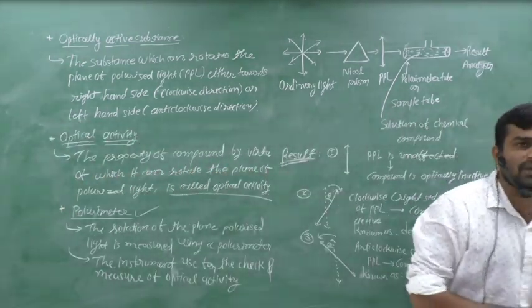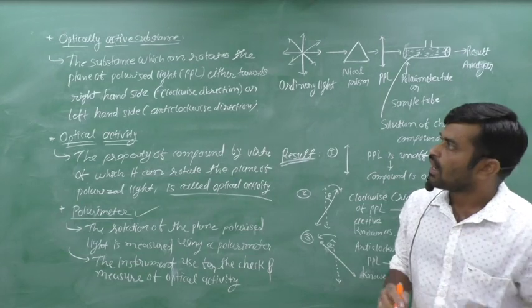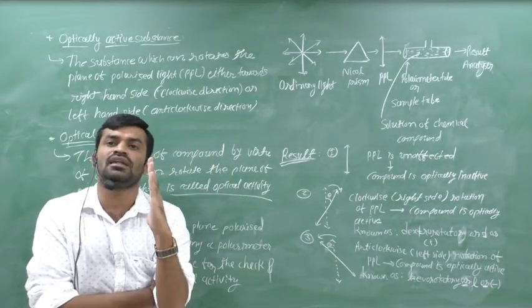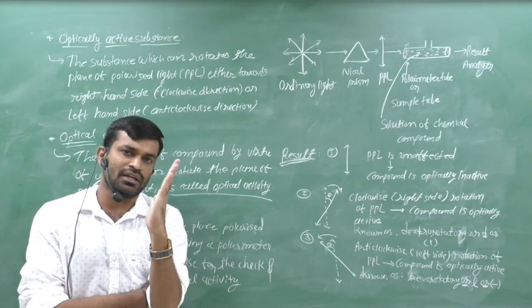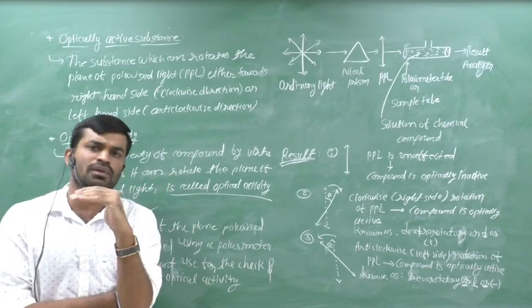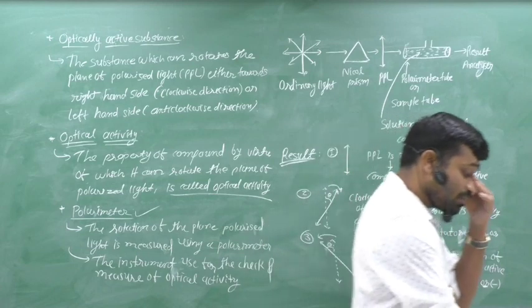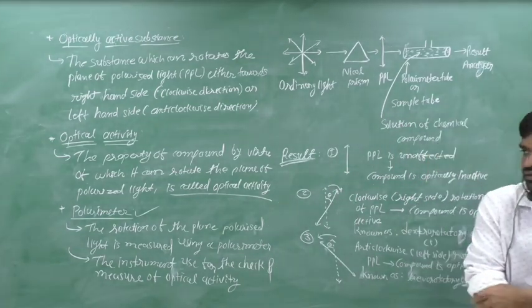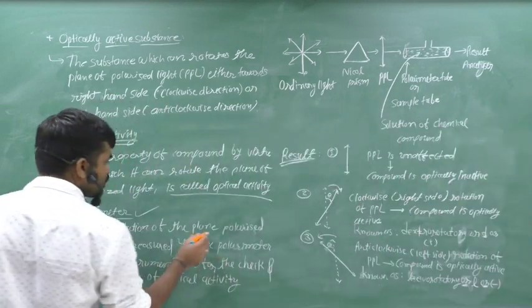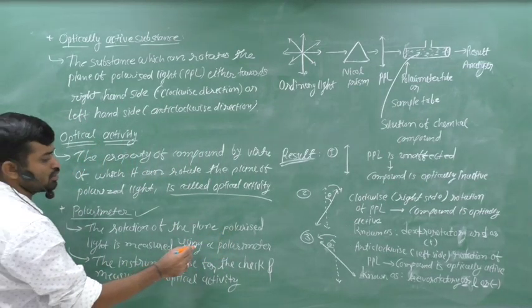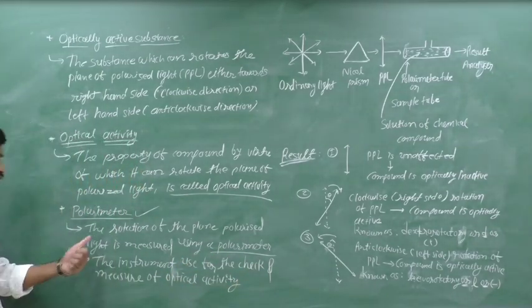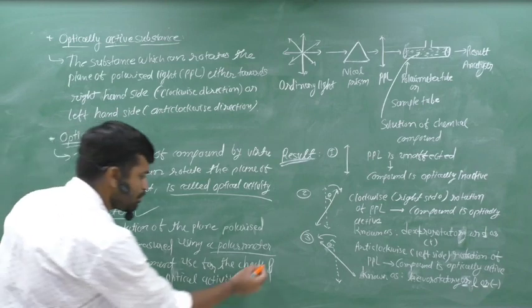Next term is polarimeter. The question is how we can measure the rotation, or how we can say whether PPL changes its plane or not, or rotates its plane or not. It is measured with the help of polarimeter. The rotation of the plane polarized light is measured using a polarimeter.